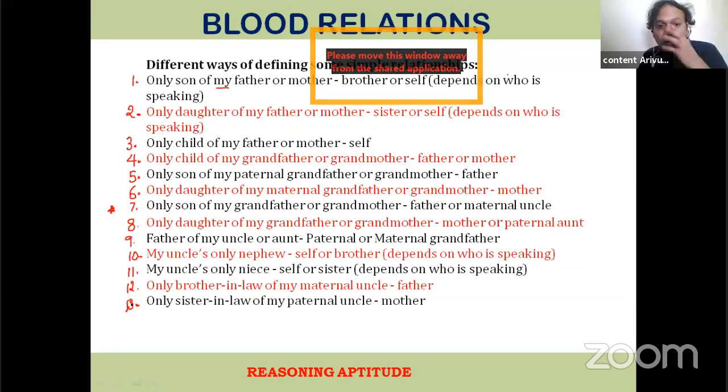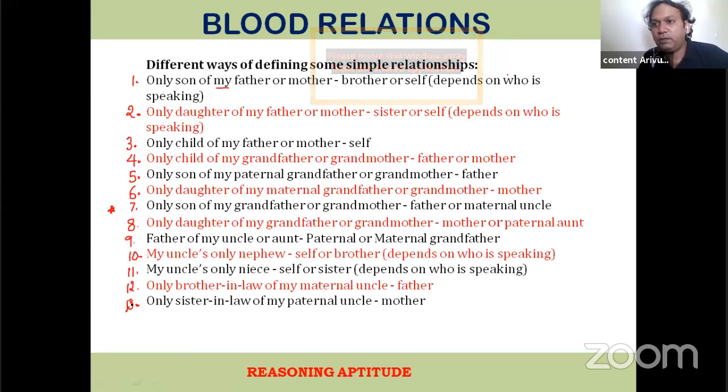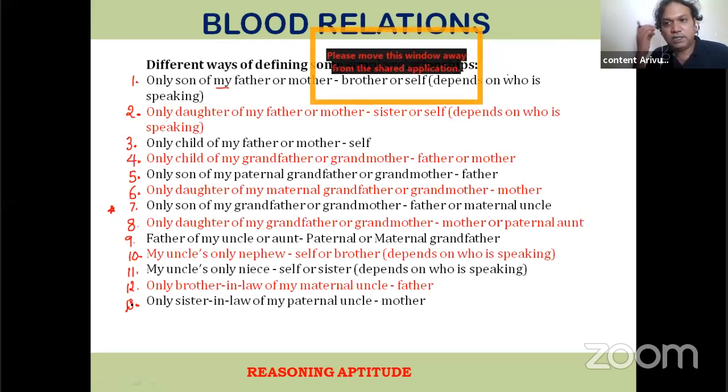Okay. And only sister-in-law of my paternal uncle has to be your mother. If you have a paternal uncle, that means you have a father who has a brother. And if you have a father, you have a mother, and that mother will become bhabhi of your father's brother. So the idea is this, that only sister-in-law of my paternal uncle has to be your mother. These two, 12 and 13, very, very important.